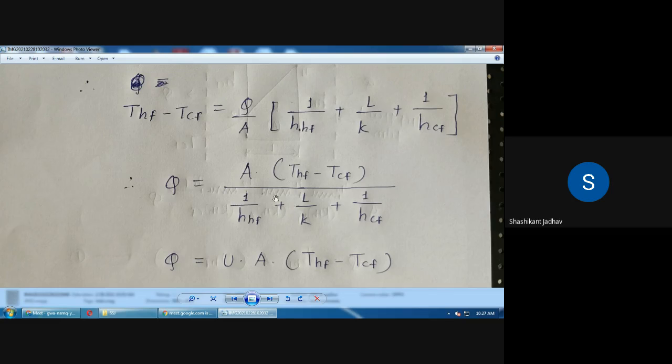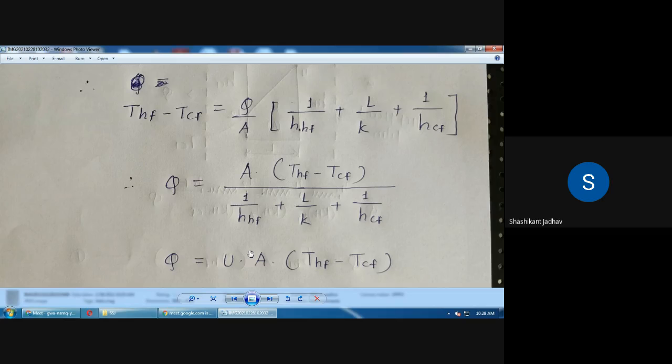So if we are comparing these two equations, that is Q is equal to A into bracket THF minus TCF divided by 1 upon HHF plus L by K plus 1 upon HCF, and Q is equal to U into A into THF minus TCF. If we are comparing these two equations, can anyone tell me what is the equation for the capital U? What is the equation for the capital U, that is overall heat transfer coefficient? ही दोन्ही इक्वेशन कंपेअर करा. त्याच्यावरनं तुम्हाला U ची व्हॅल्यू काय मिळेल सांगा?